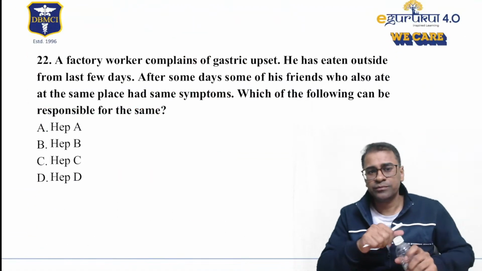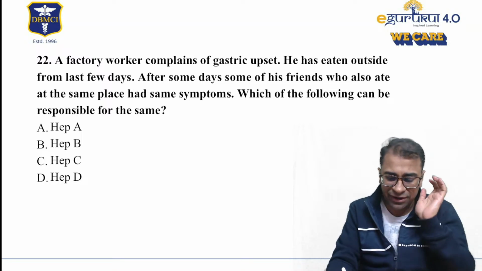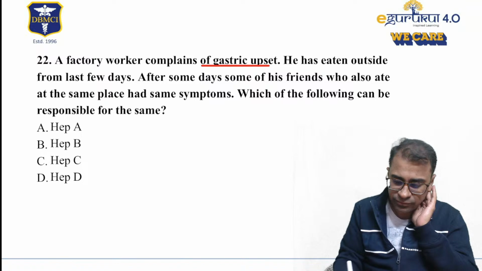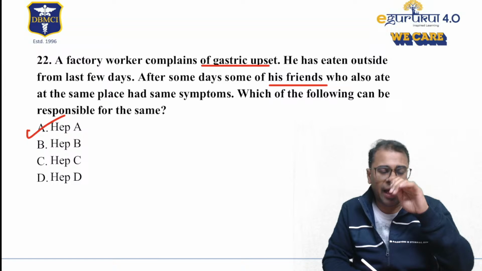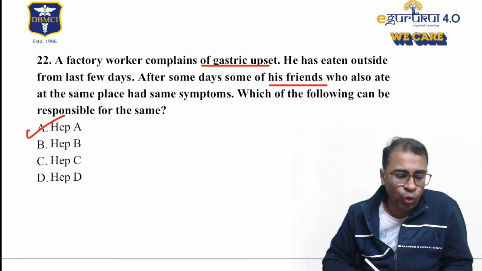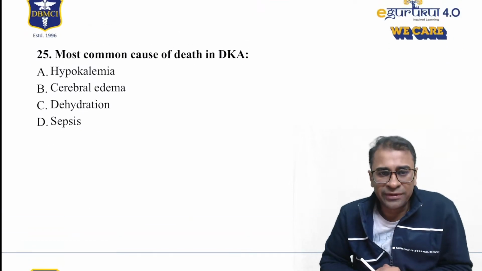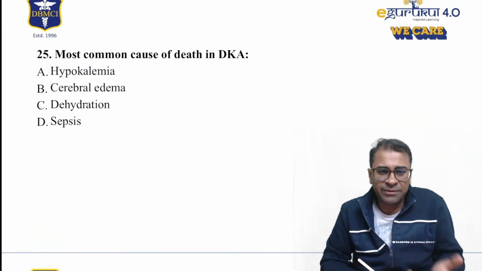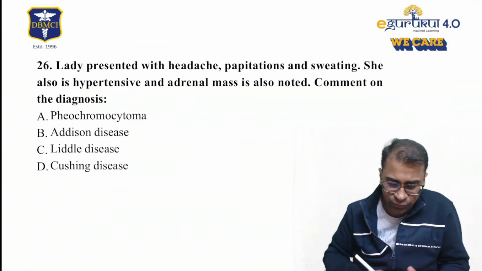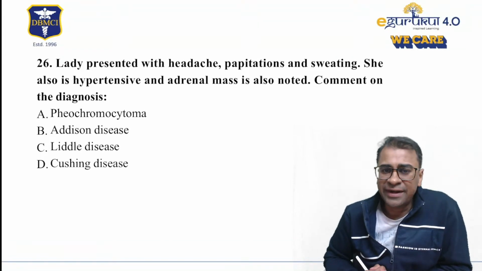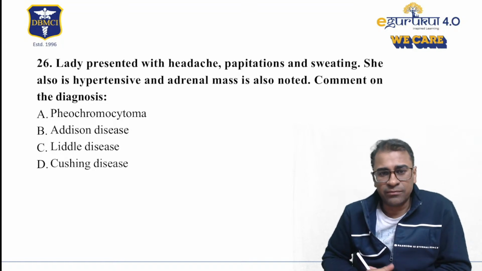चलो 22. फैक्ट्री वर्कर का गैस्ट्रिक अपसेट है, और फ्रेंड ने भी वही चीज़ खाई. क्या हुआ होगा? हेप ए. ओके. हेप ई भी हो सकता है, हेप ए. Both of them are feco-oral actually. तो आंसर इज हेप ए. अच्छा, मोस्ट कॉमन कॉज ऑफ डेथ इन डायरिया इज बेसिकली डिहाइड्रेशन. छोड़ देते हैं, इसको मेडिसिन क्वेश्चन छोड़ देते हैं. Let's move to this one. Ill presenting with headache, palpitation and sweating, and there is an adrenal mass also noted.